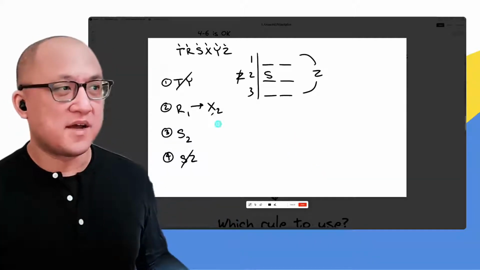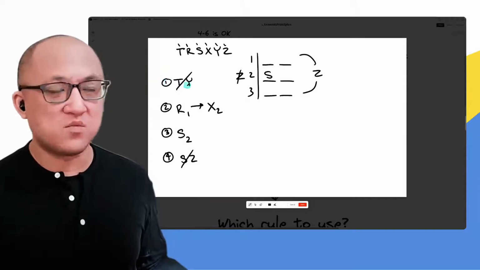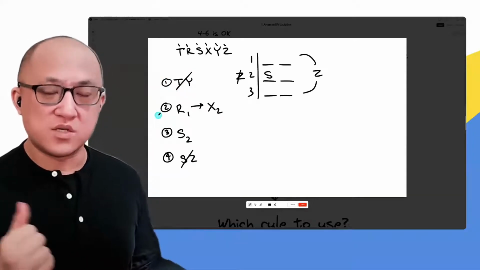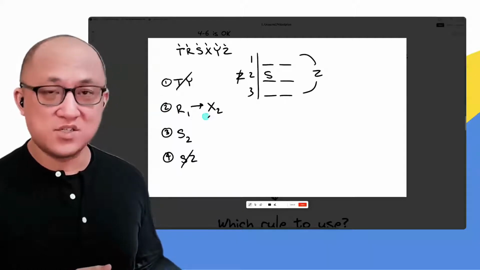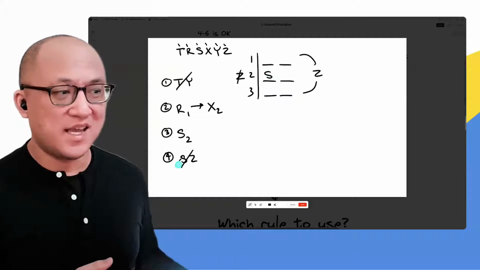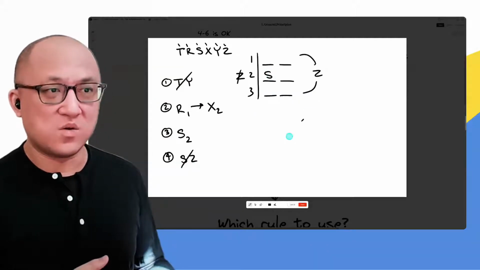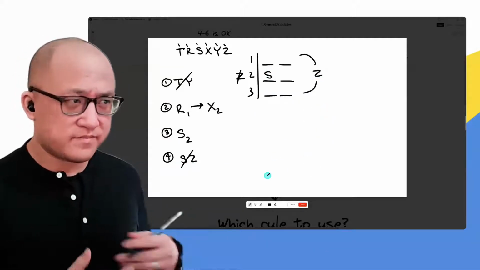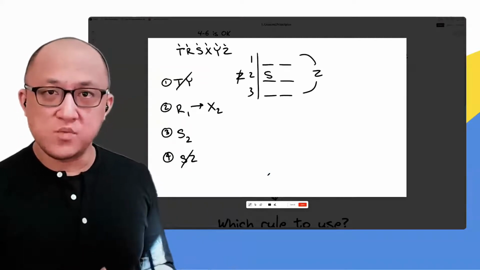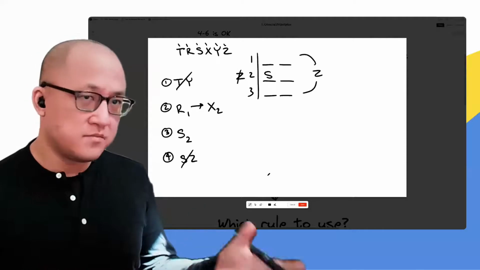Okay. The first rule says T and Y can't be paired together. The second rule says if R is in 1, then X is in 2. S is in 2, so I already put that in. And S and Z can't go together, so I've already drawn that in. Think a little bit about whether we would split in this situation, and if so, on what rule.